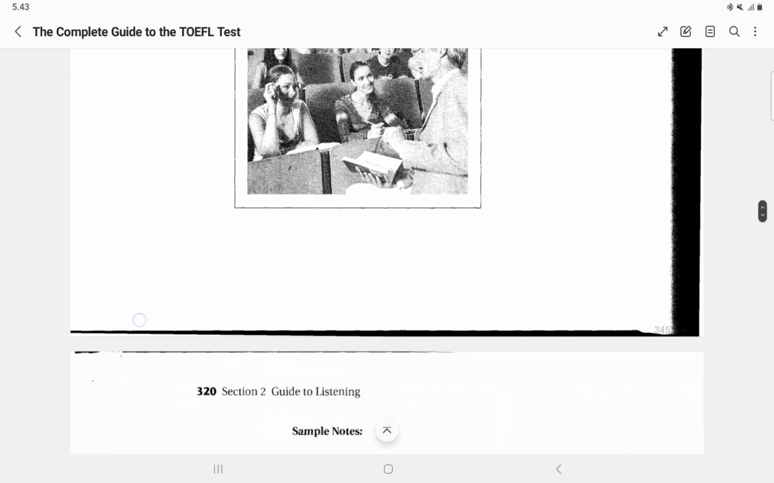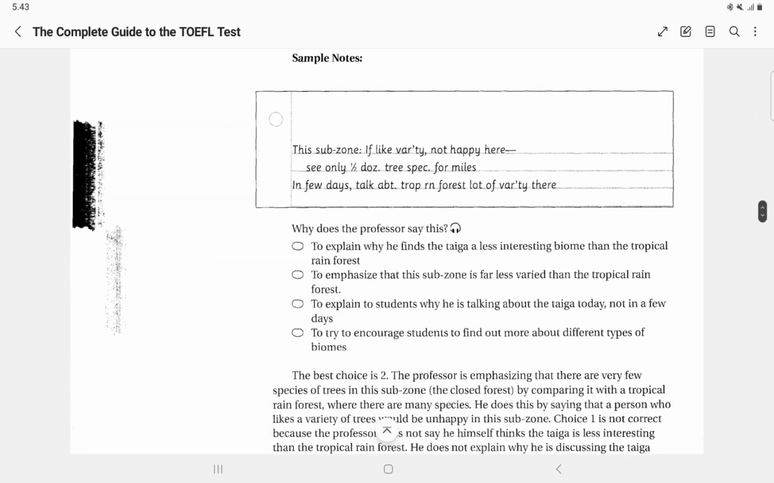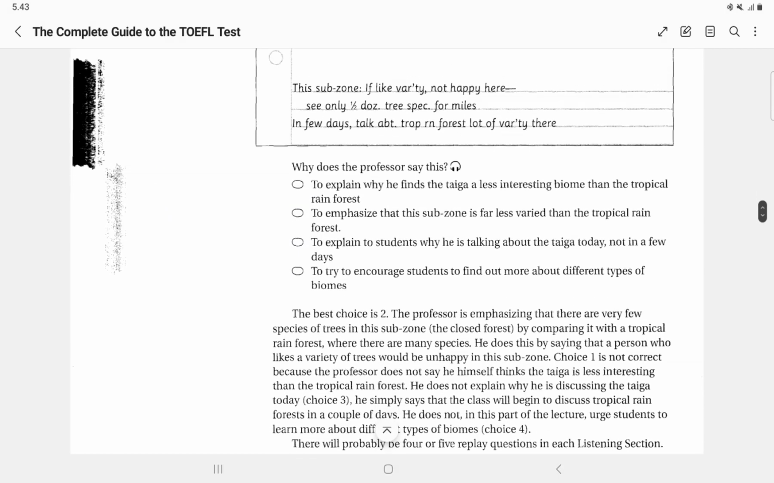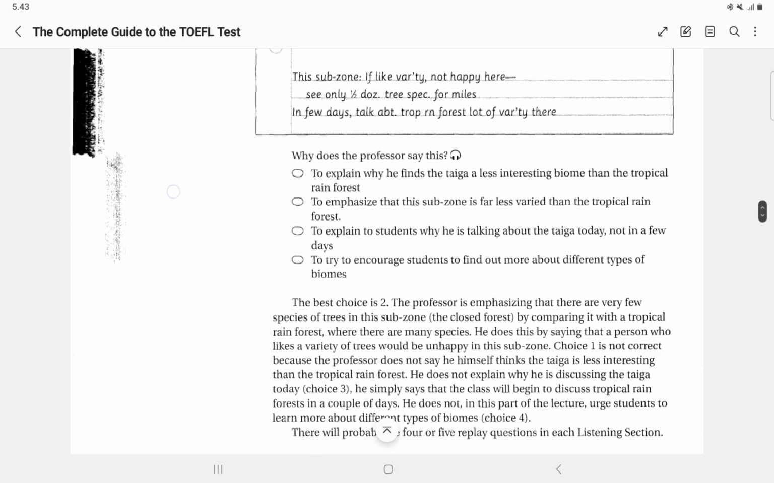Sample item. The speaker says this. This subzone, well, if you like variety, you're not going to feel happy here. You can travel for miles and see only half a dozen species of trees. In a few days, we'll be talking about the tropical rainforest.